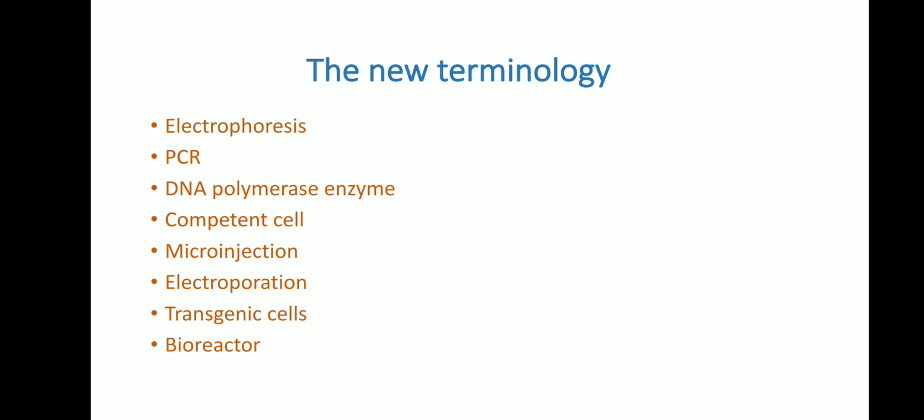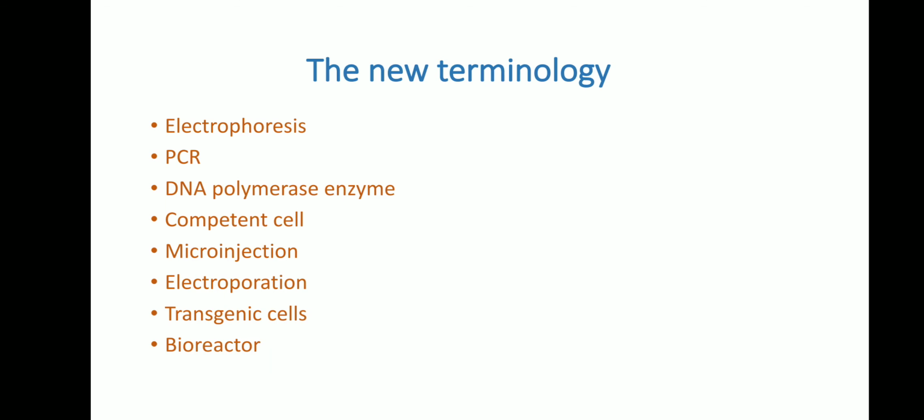A few new terms of this process are: electrophoresis, which helps to separate the DNA easily. PCR, polymerase chain reaction, which helps to amplify the DNA, where a few copies of DNA are multiplied into millions of DNA from a single copy or a few copies. Then the DNA polymerase enzyme, which helps to synthesize the nucleotides and form a single daughter strand of DNA.